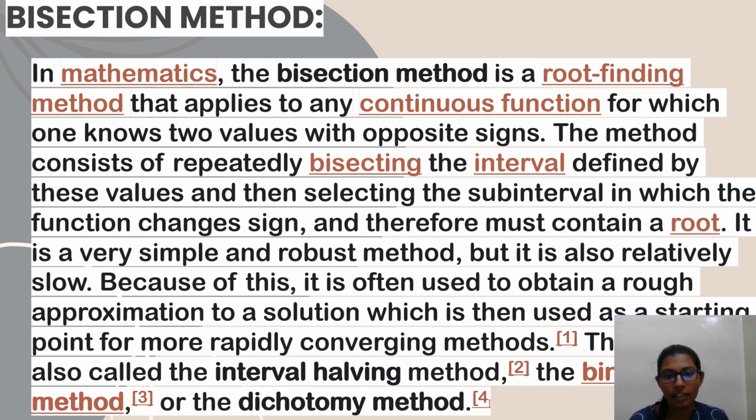Because of this, it is often used to obtain a rough approximation to a solution, which is then used as a starting point for more rapidly converging methods. The method is also called the interval halving method, the binary search method, or dichotomy method.